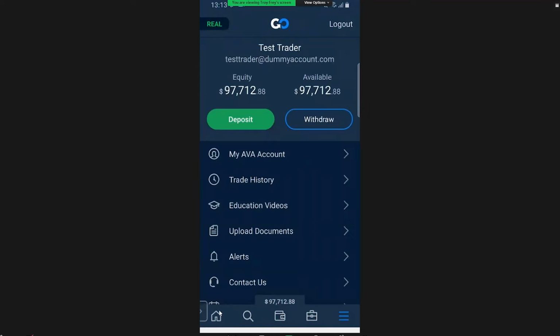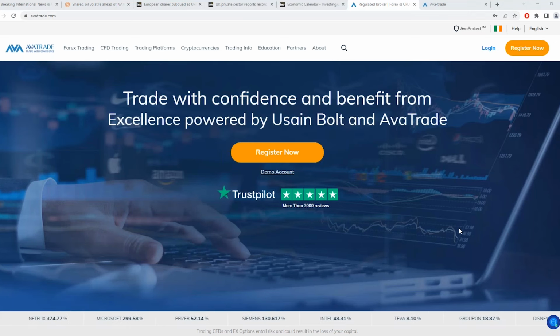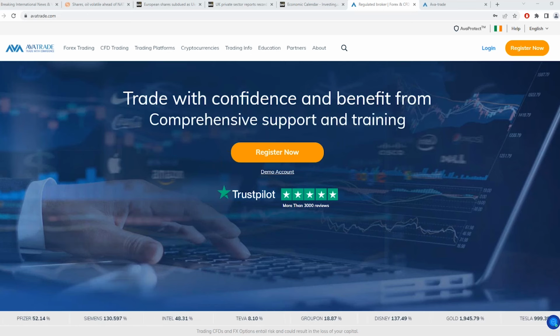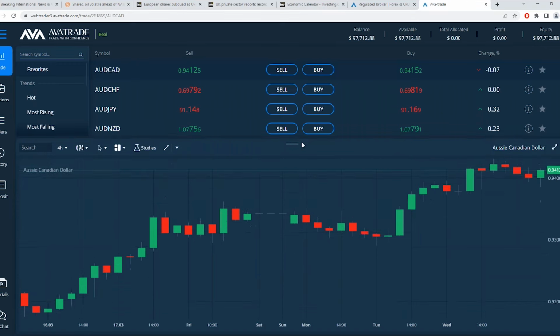But let's switch and go to maybe a full screen view on the web trader. So what I'll do is I'll leave the screen share on my mobile app, and we'll look at some more features which are also on the mobile app, but we'll look at them on the web trader. And so what we can do is log into the web trader simply by clicking log in up here. And that takes you to a platform that looks like this.